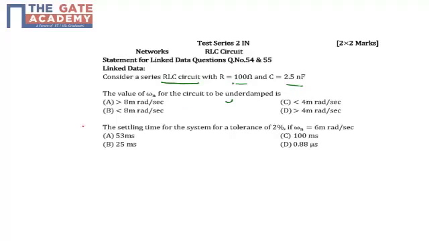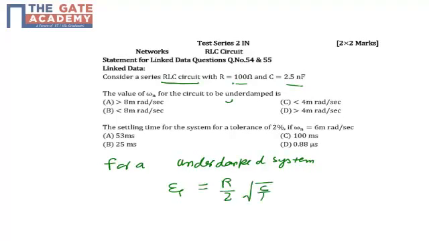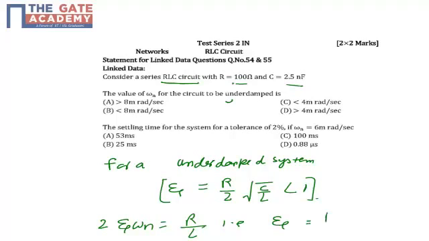So we know that for an underdamped system, our damping factor delta, which is equal to R by 2 under root of C by L, is less than 1. Delta is less than 1 for an underdamped system. It's a theoretical fact. And for series RLC circuits, we know that 2 delta omega n is equal to R by L. So again, a standard: delta is equal to R by 2L omega n.